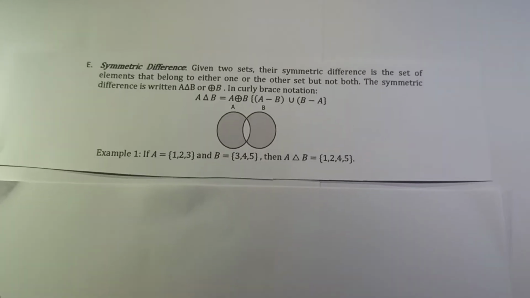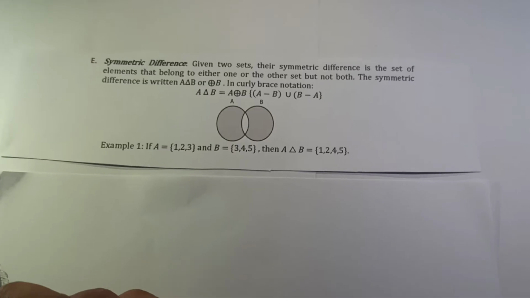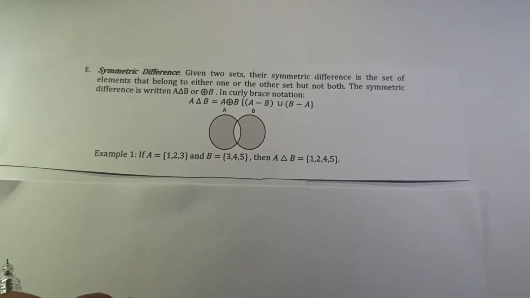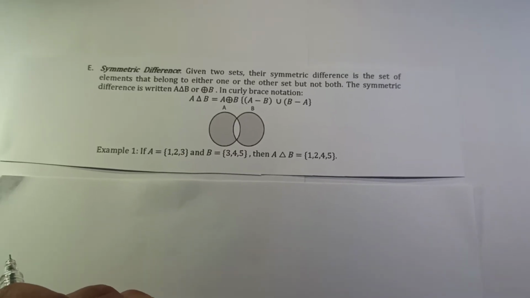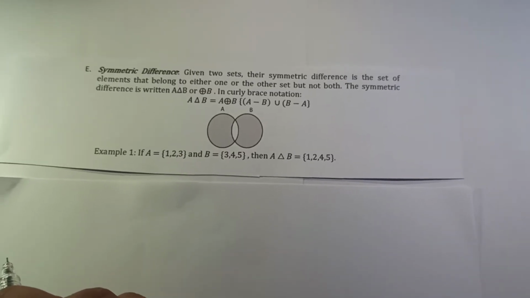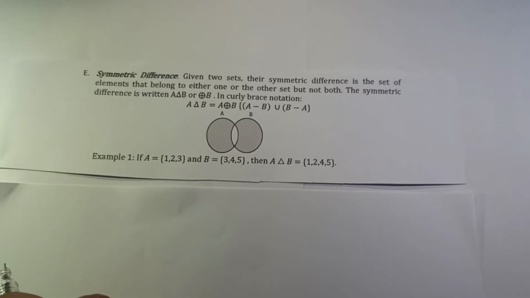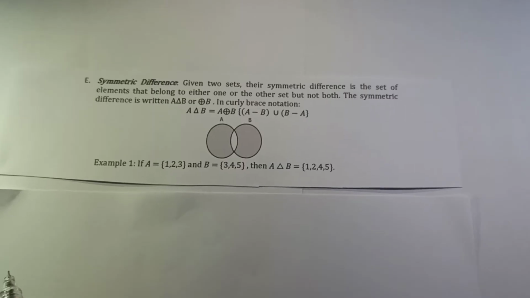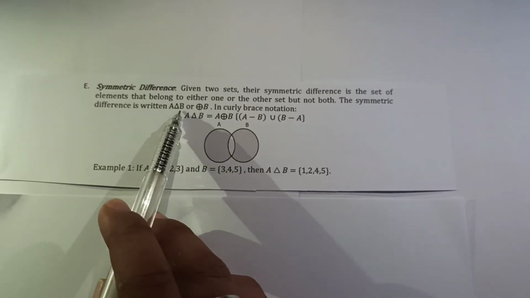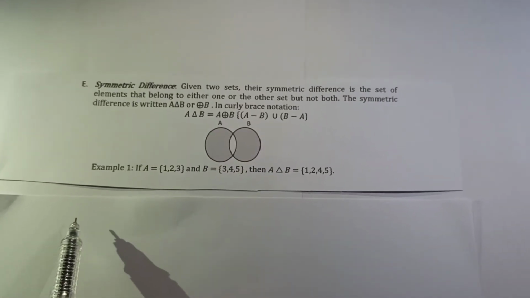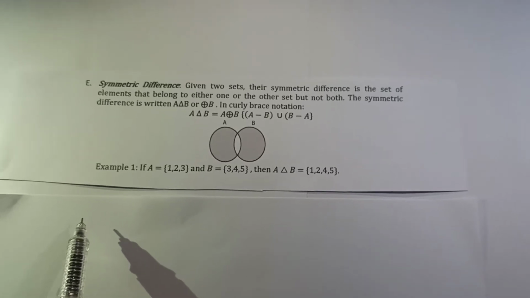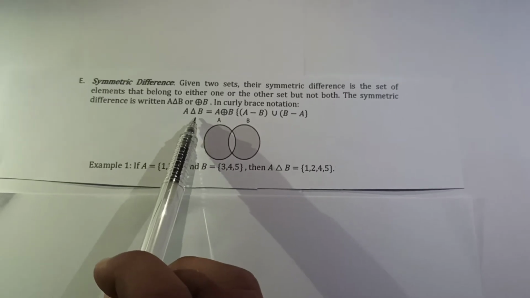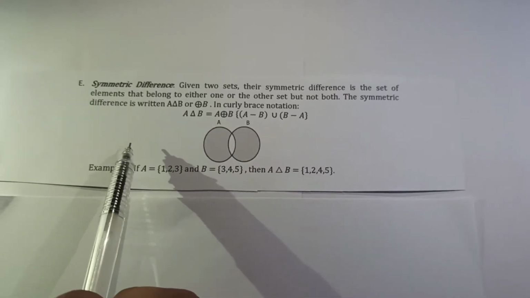So the last set operation that we are going to talk about is symmetric difference. Given two sets, their symmetric difference is the set of elements that belong to either one or the other set but not both. So the symmetric difference is A symmetric difference B, written with this symbol. In curly brace notation, A symmetric difference B.